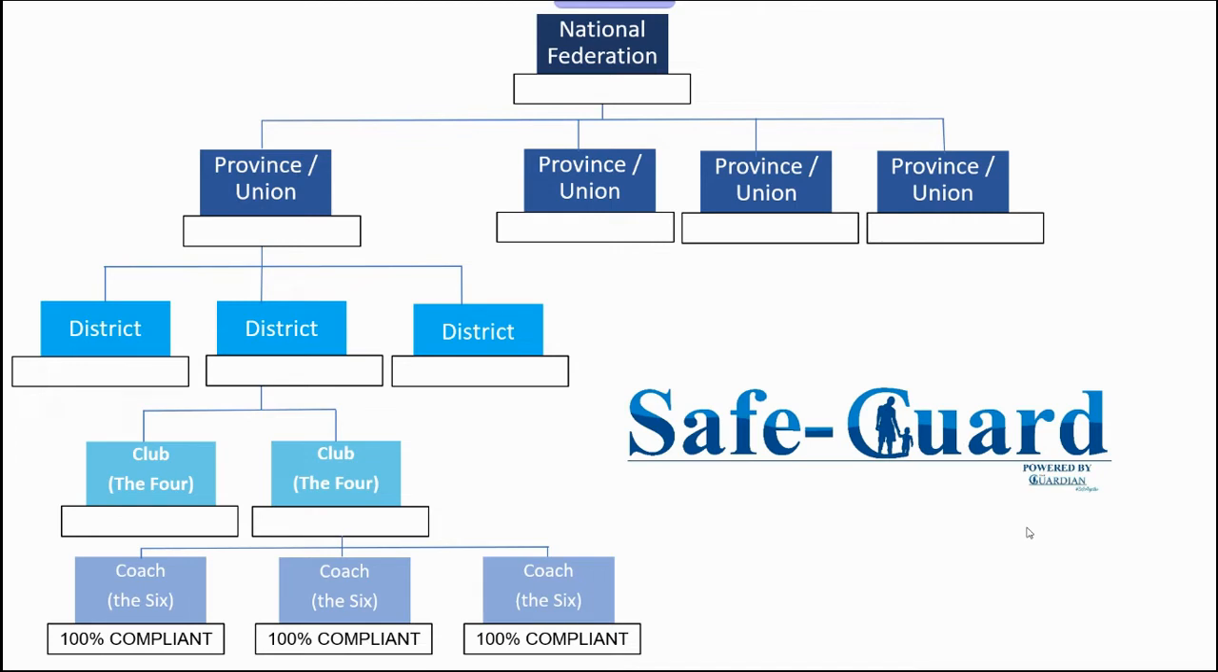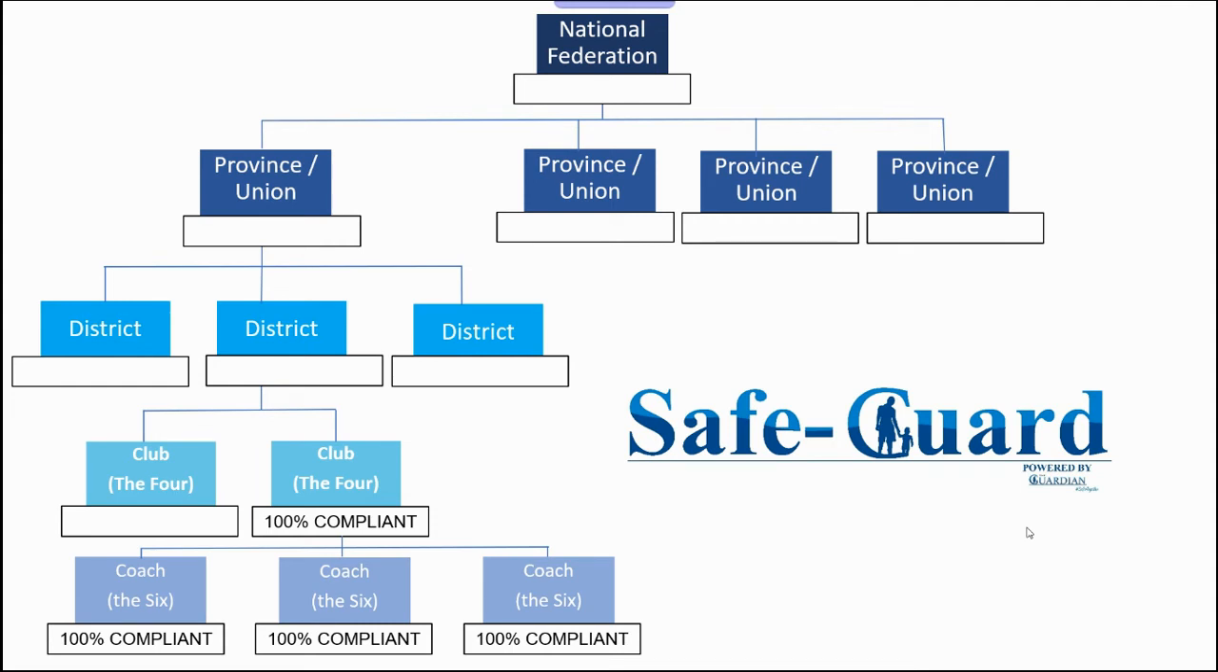That doesn't end the compliance because the DSO or designated safeguarding officer also has a login into Safeguard. And when he or she logs in, they log into the club's profile. And in logging into the club's profile, they would then take responsibility for uploading the four and being able to identify which of the coaches hadn't uploaded their six. Once the four and six have been met, the club would be at 100% compliance.